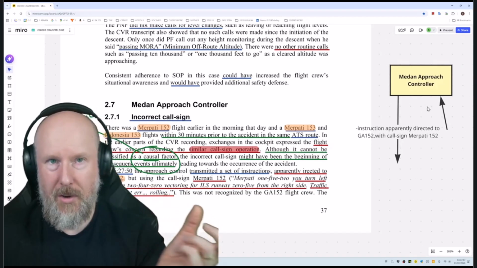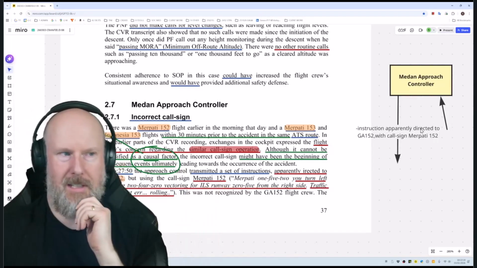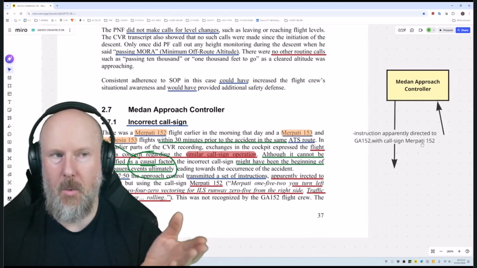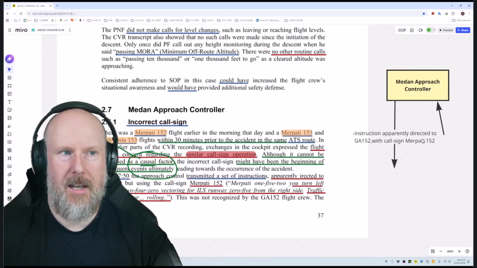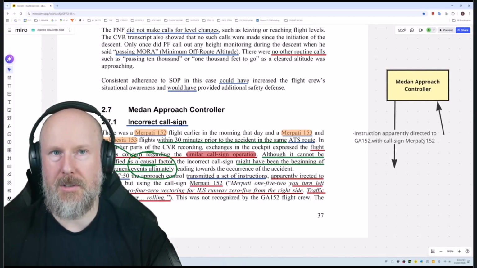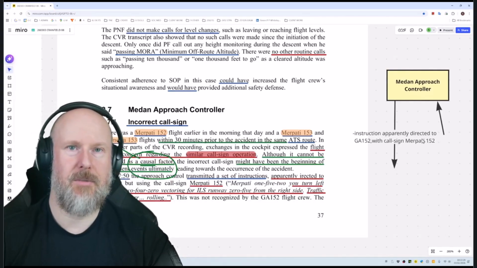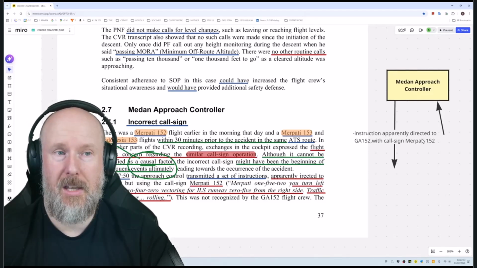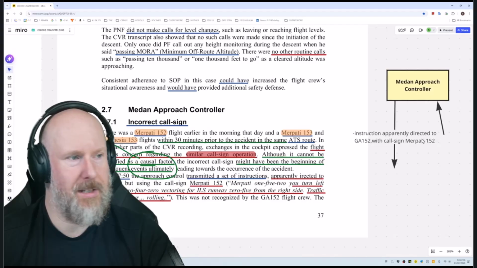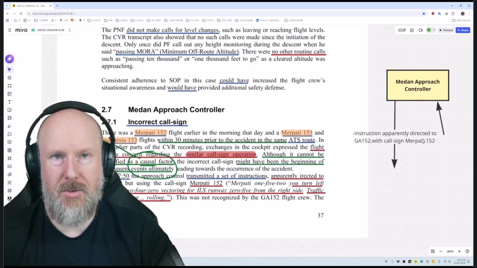Now, it'd be interesting to know, as we go through the rest of the investigation report, what disruption that radio call actually had on Mapati 152. Did they have to later recover Mapati 152? Was there a potential near miss or other safety incident related to Mapati 152? That would be interesting to know.